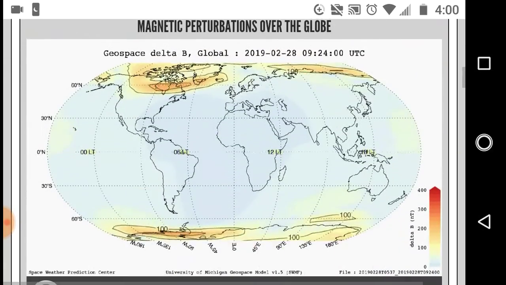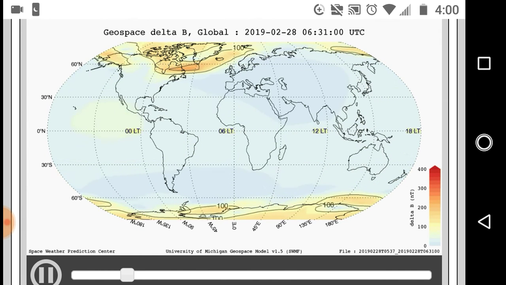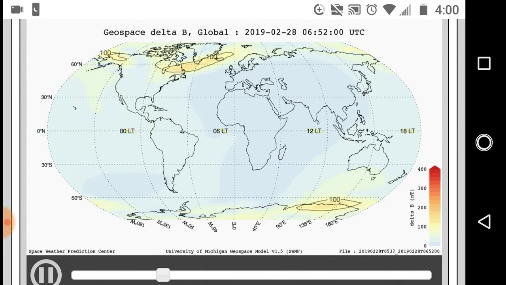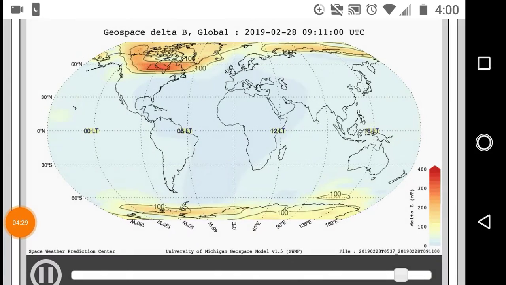And here's the global view. We see some significant variation going on here. And we see magnetic pulses all over the place, going from North America down to Hawaii, going from the South Pole up into the Indian Ocean through Australia. Excuse me.